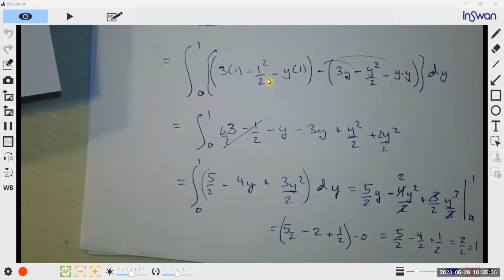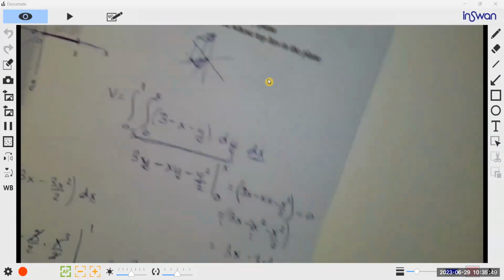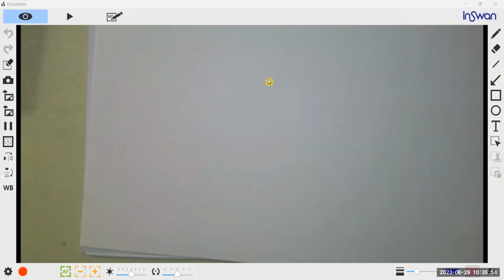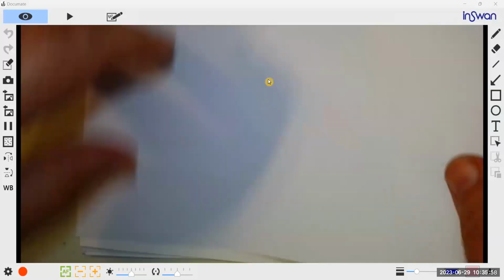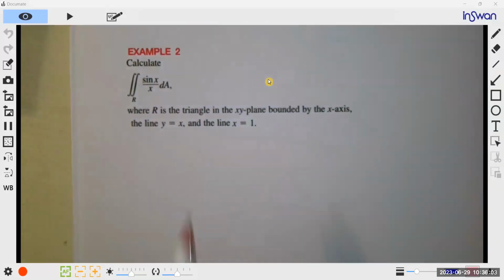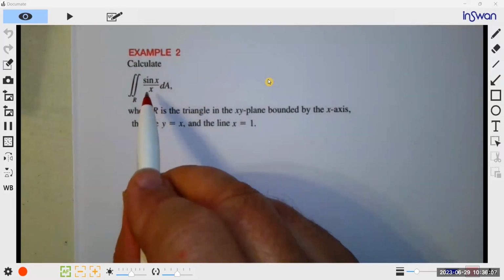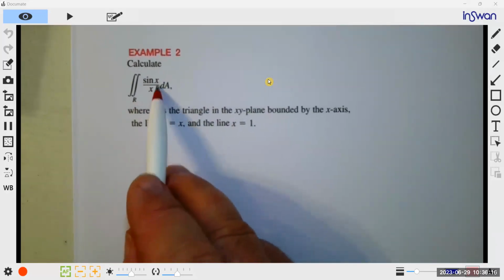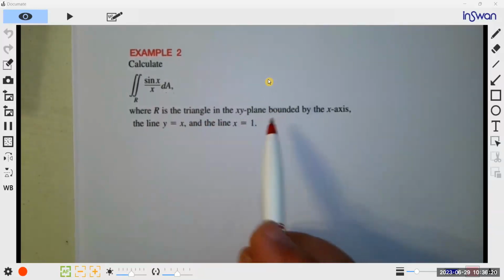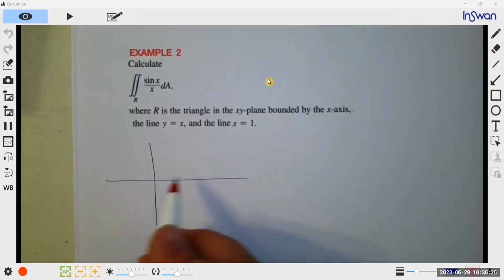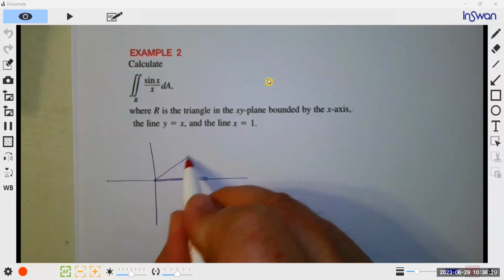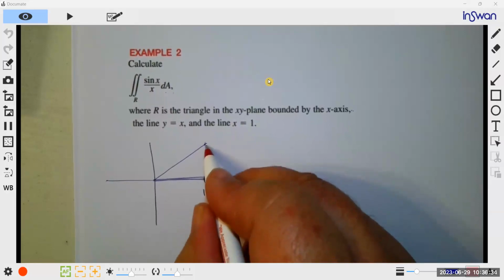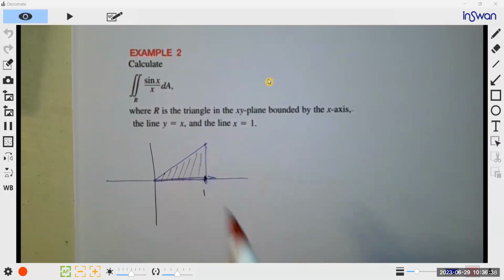All right, let's look at another example, because we use the same concept here. Except this one is the one we saw in Calculus 1, where we had to use the squeeze theorem to find the value of it. So calculate the double integral of sine x over x dA, where R is the region of the triangle in the xy plane bounded by the x-axis, the line y equals x, and x equals 1. So that's our R.